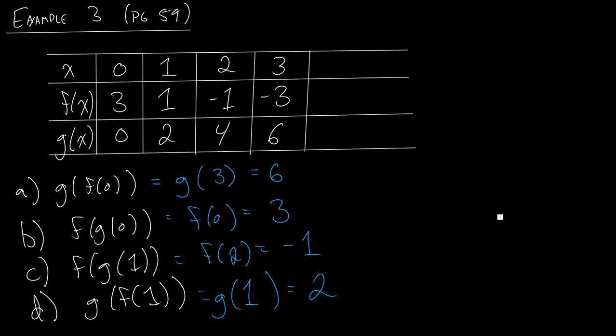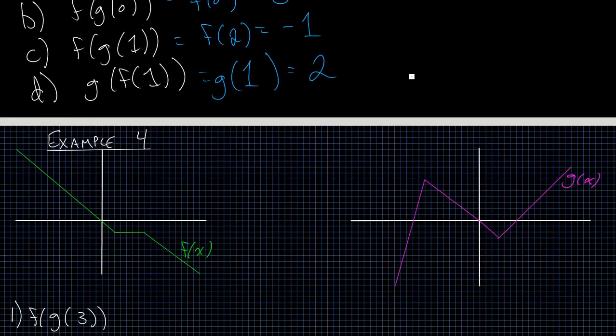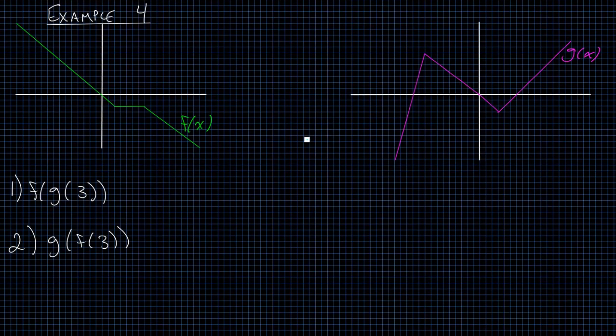Okay, so tables aren't that bad, right? But let's take a moment to look at graphs. So how are we going to approach that? Here's an example of two graphs, and I want to find f of g of 3 and g of f of 3. All right? The way it's going to work is actually, you want to think of it as the same type of problem as a table problem.